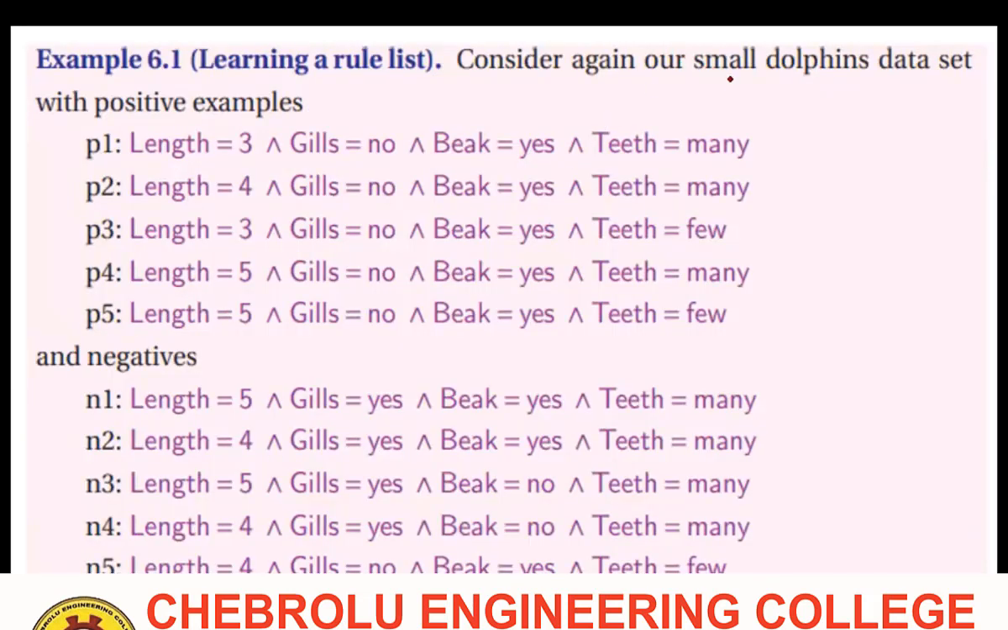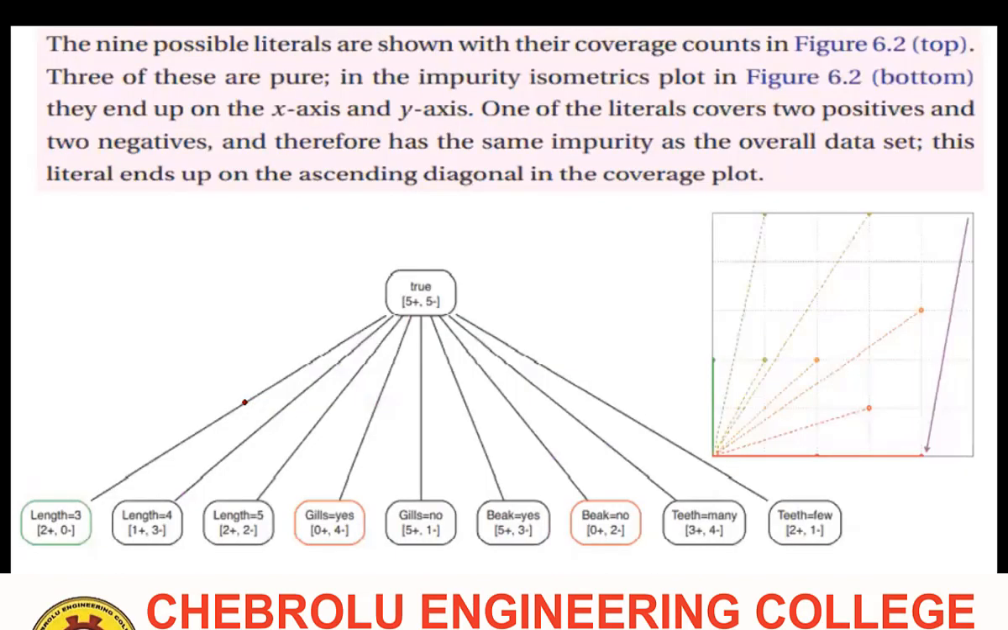Let us consider our dolphin data set with positive examples and negative examples. If you analyze this, if gills is yes, there is no positive. And we are going to consider only the yes parts, the true parts. We are not going to consider the false parts. The 9 possible literals are shown with their coverage counts in figure 6.2.